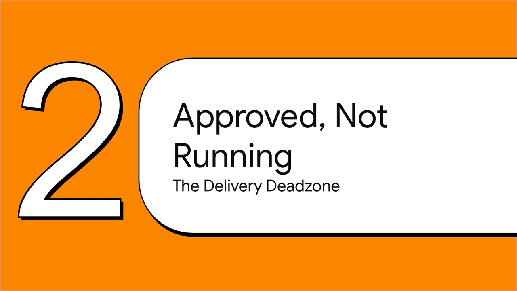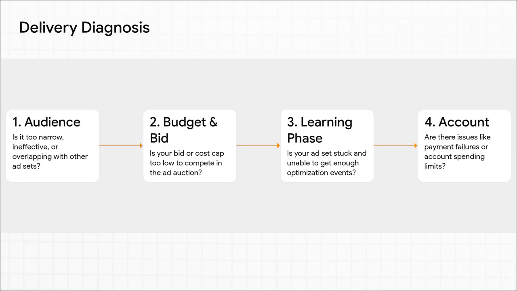Okay, so you've passed the approval gauntlet. Your ad gets the green light, but it's still not running. The status says active, but you got 0 impressions. This is the second major hurdle, the delivery dead zone. Your ad is approved, but for some reason, the system just isn't showing it to anyone. So what's the problem here? Let's run a quick diagnosis.